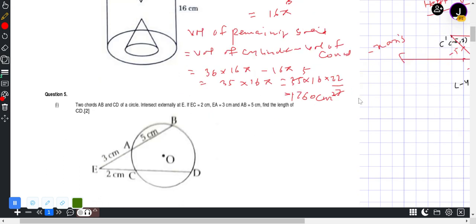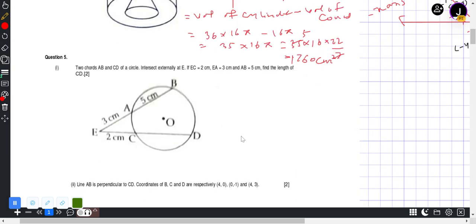Now next is, two chords AB and CD of a circle intersect externally at E. Very good. So EC is equal to 2, EA is equal to 3, AB is equal to 5. So what is given? AB. Okay. So if EA is equal to 3 and AB is equal to 5, that means what is EB? EB is 3 plus 5, 8 centimeter. And this we don't know, so we assume this is X.